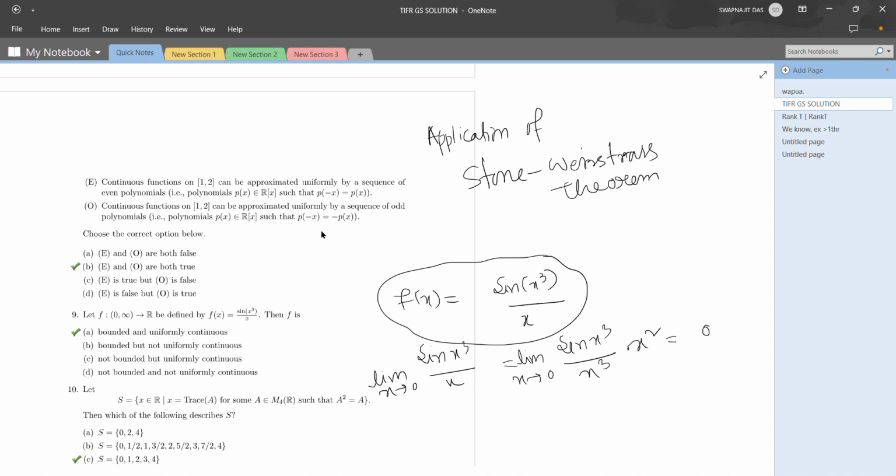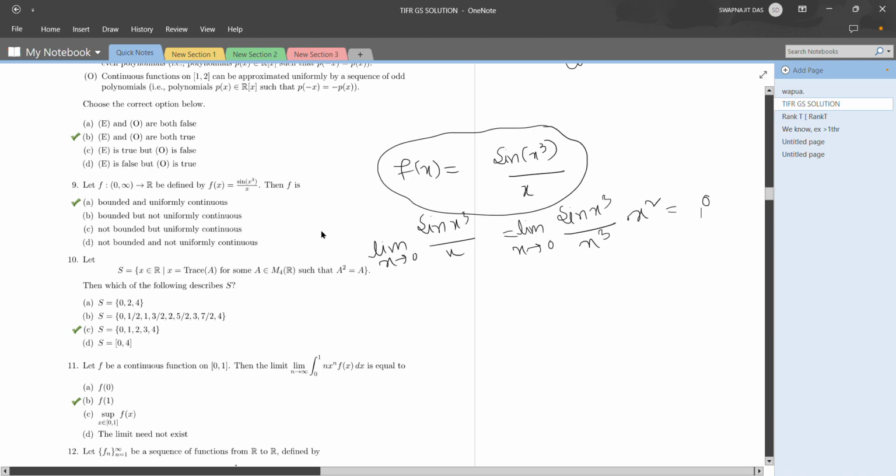And uniform continuity is also easy to check. You can just do it by definition also. Let mod f of x minus f of y be less than epsilon. Fix an epsilon and choose a delta depending only on epsilon, not depending on any point x, such that this holds. This is just a computational problem. Okay, now question number 10.